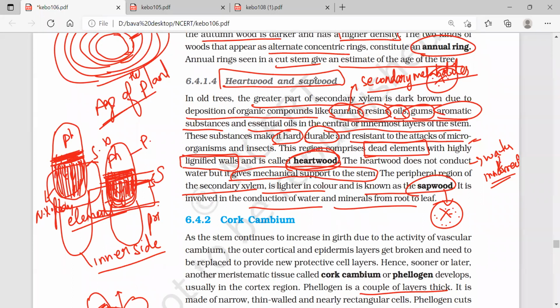That is very important, we can expect a question. Yes, what are lignified walls, sir? There is lignin. Lignin is a depository substance which is usually deposited in the cell wall.